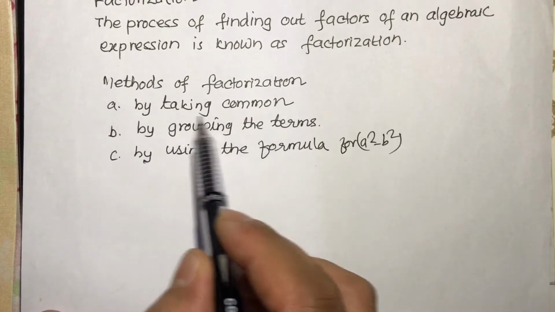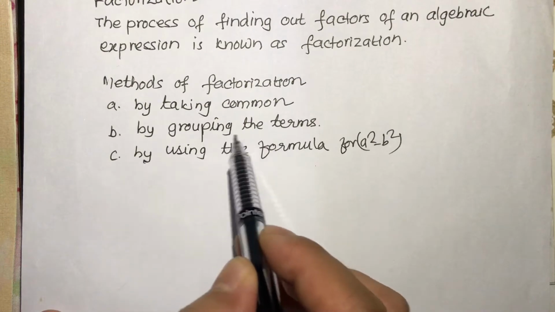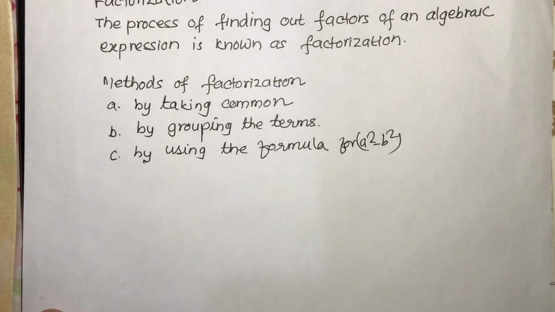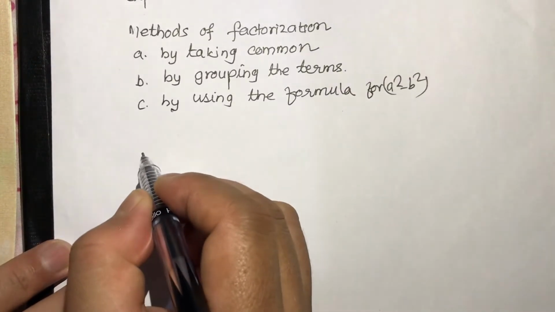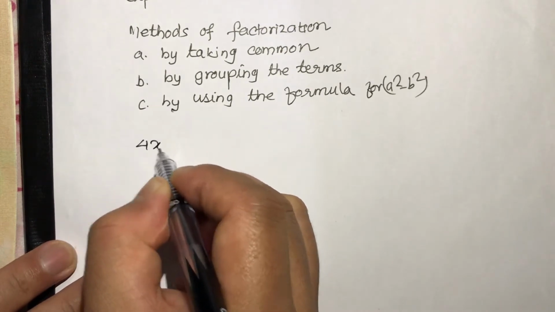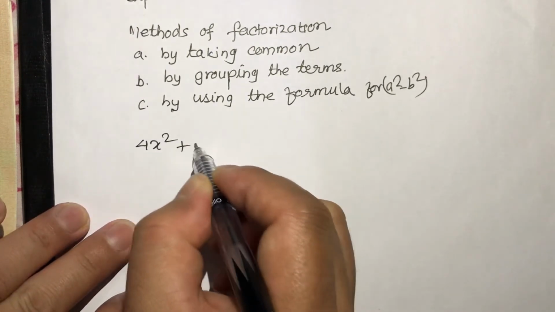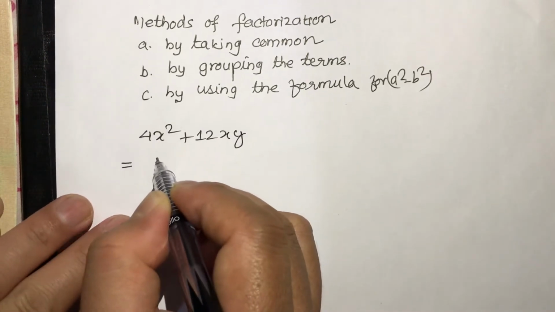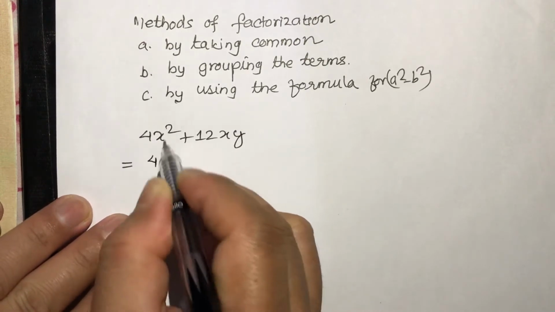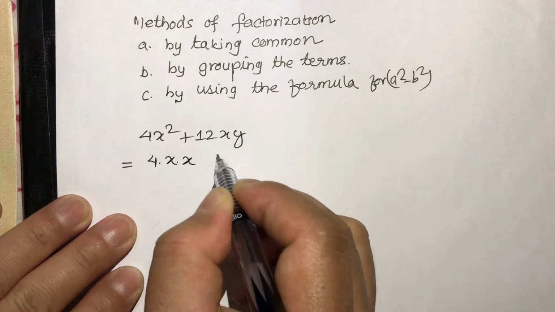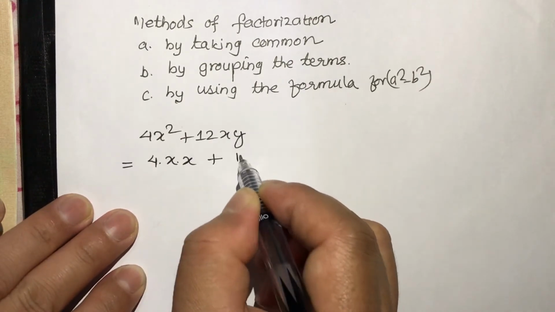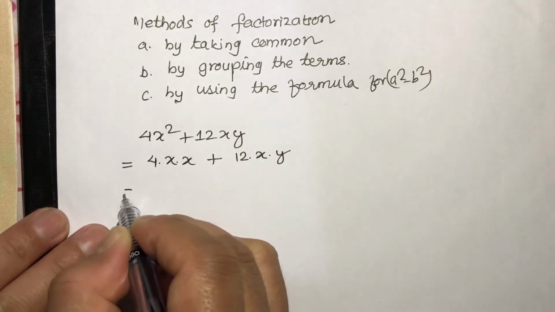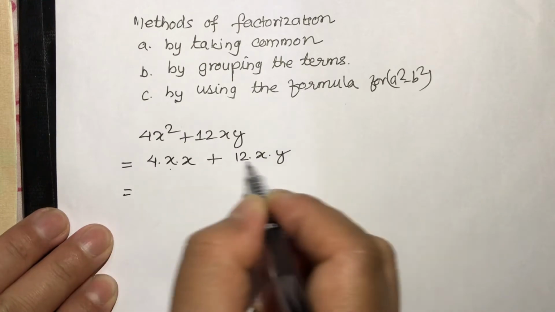One is by taking common, another by grouping the terms, and another by using the formula for a square minus b square. First, by taking common, 4x square plus 12xy. You know this 4x square can be expressed as 4x dot x, and 12xy is 12x dot y. So clearly we can see common in these two terms.